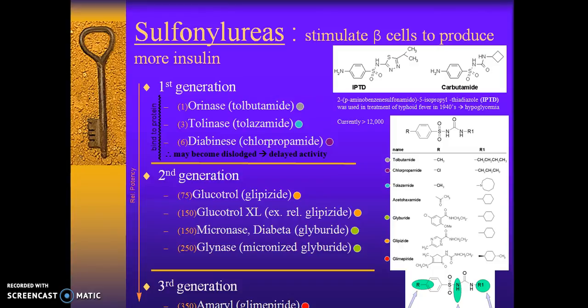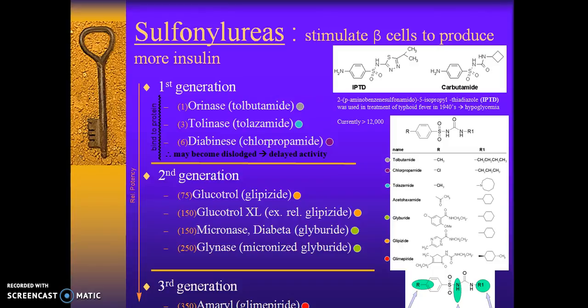In the oral hypoglycemic agents category, sulfonylurea is the main class of oral hypoglycemic drug. Actually, this class works to stimulate beta cells to produce insulin, and it is divided into four classes: first generation, second generation, third generation, and fourth generation.